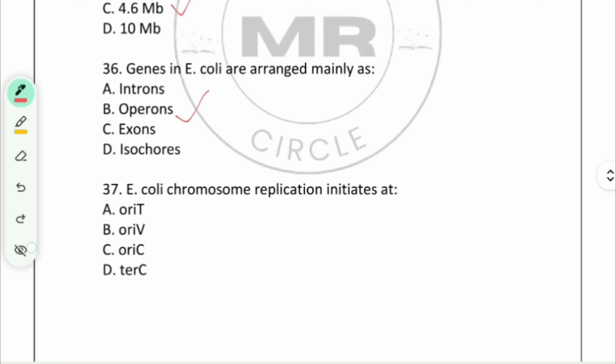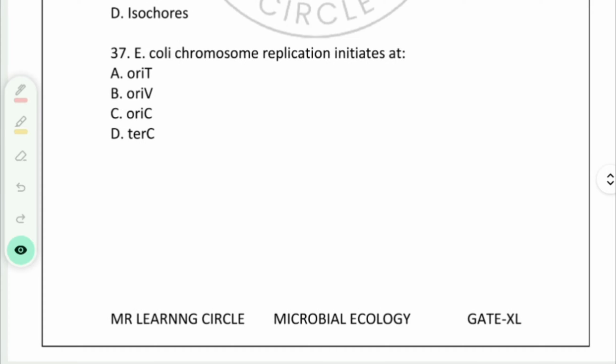Operons. Question 37. E. coli chromosome replication initiates at. Options are oriT, oriV, oriC, terC. So the correct answer for this question is oriC.